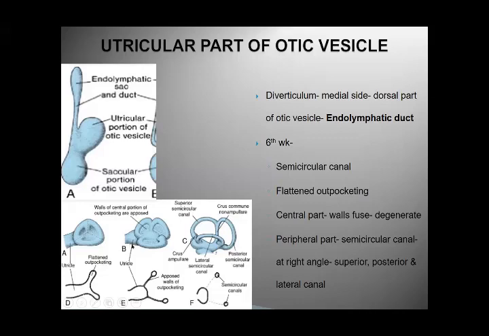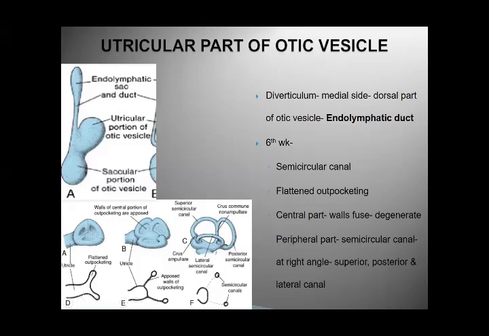But then what happens is the central part of these fuses. The two walls in the central part fuse, but in the periphery these walls remain separate. So the center part fused, and toward the periphery the walls remain separate. The central part that had fused breaks down, and now 3 arch shaped tunnels are formed that open into this utricle. This is where they had arisen from.